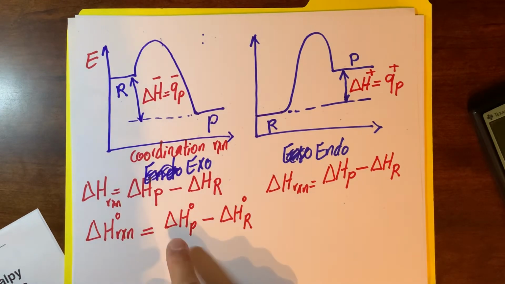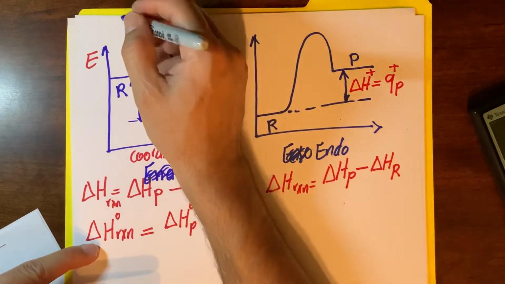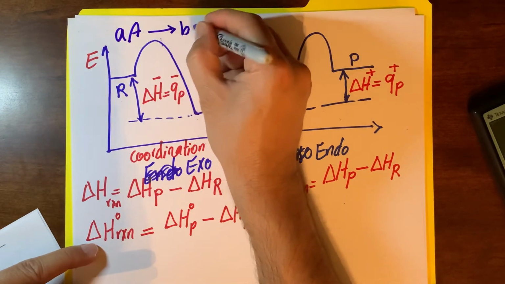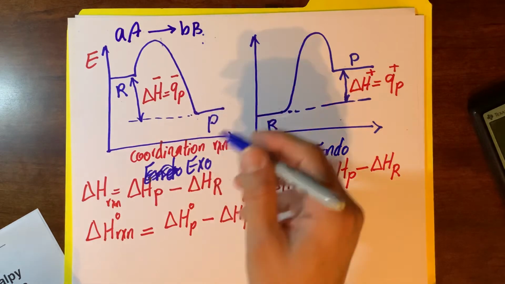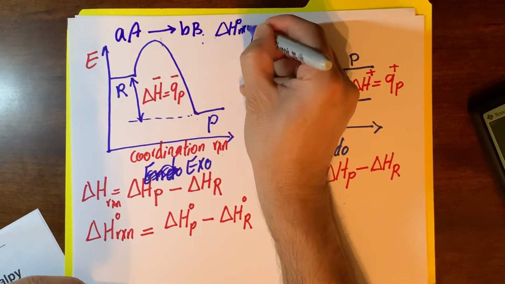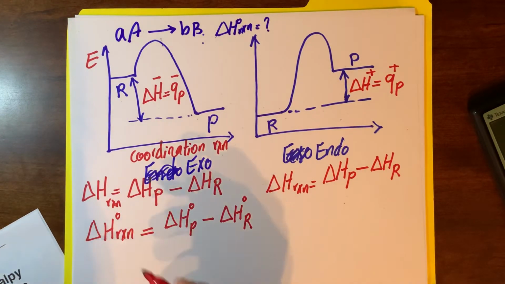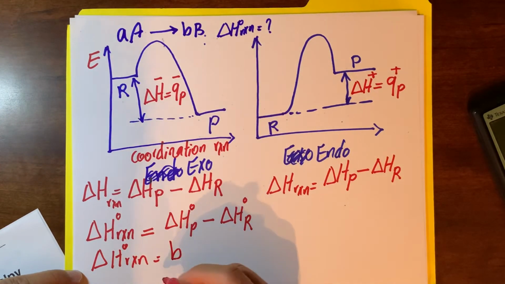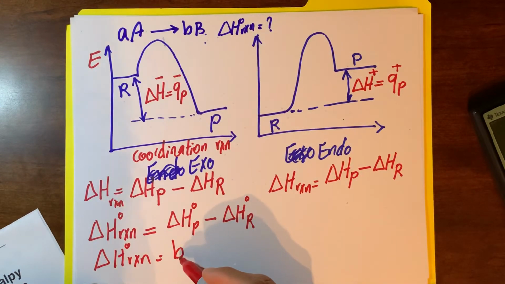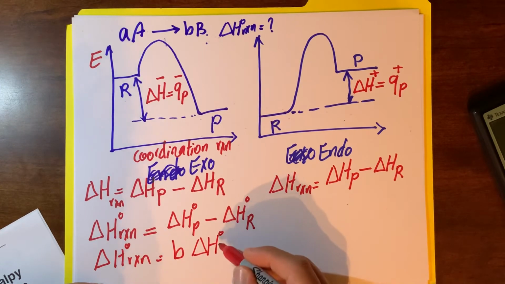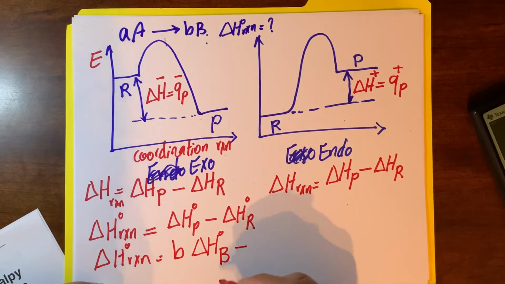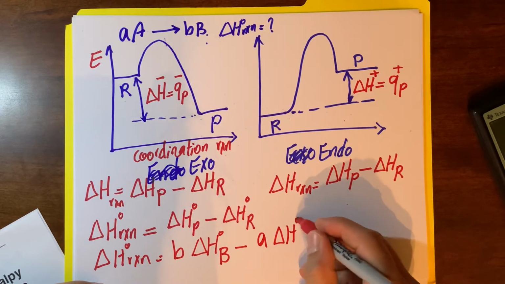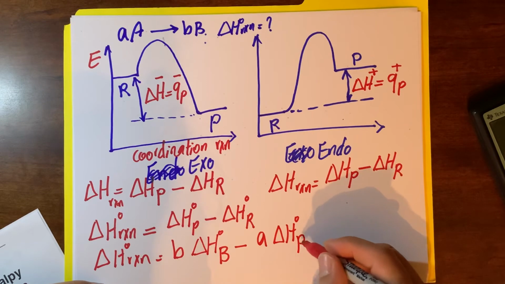What if we have more than 1 mole of reactant and product? Let's assume we have A mole of A, and we get B mole of B. So delta H of the reaction equals delta H of product. We have B mole of B, so it's B multiplied by delta H of the product, minus A mole of A, sorry, the reactant, and our reactant is A.